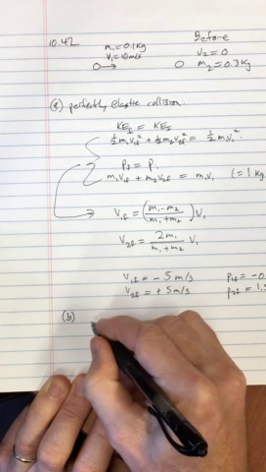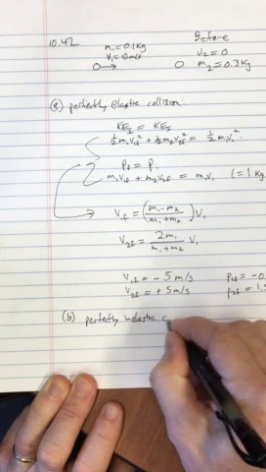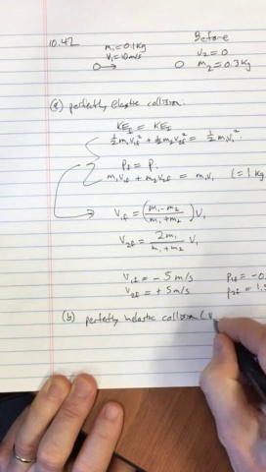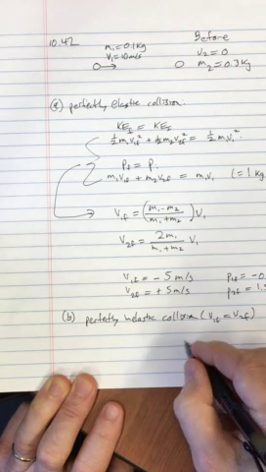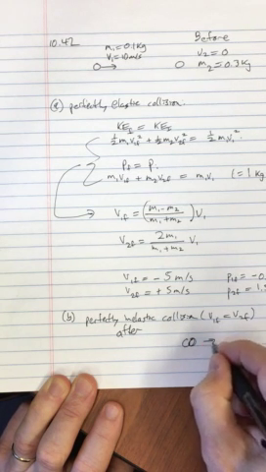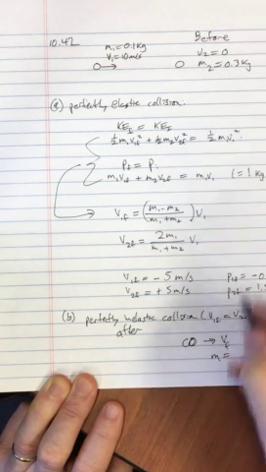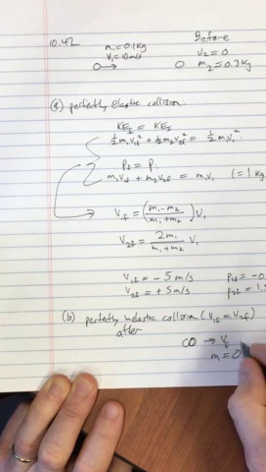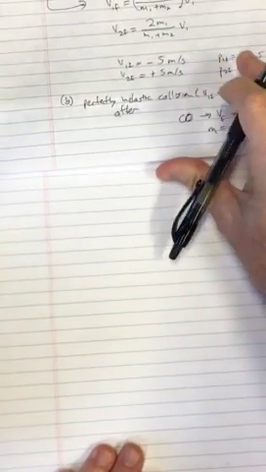Part B of the problem asks if it is a perfectly inelastic collision. In a perfectly inelastic collision, this means v1f equals v2f. In other words, the two objects stick together after the collision. So after the collision, we have this coupled object moving at some v final, and it has a mass of 0.1 plus 0.3, or 0.4 kilograms. And we need to find that final velocity. In this case, kinetic energy is most definitely not conserved, but momentum is conserved.